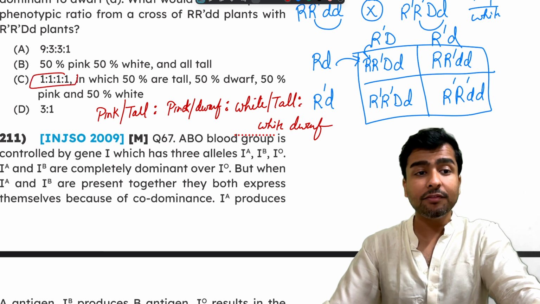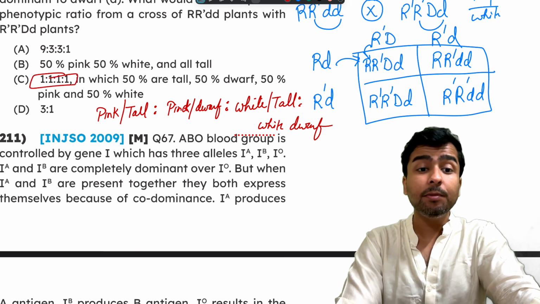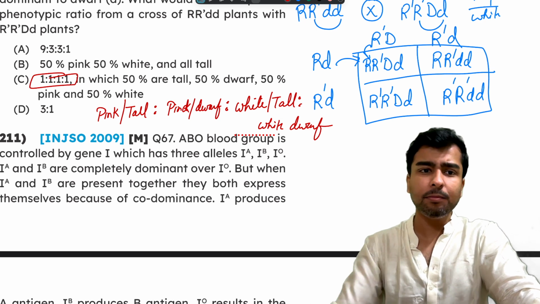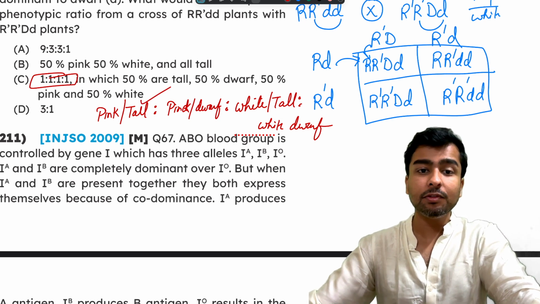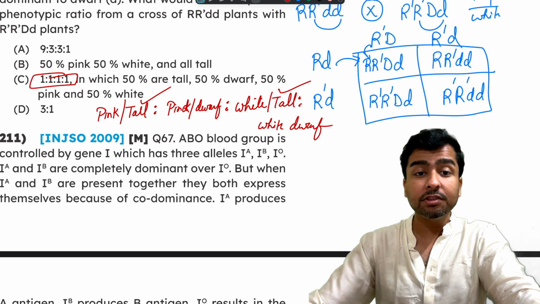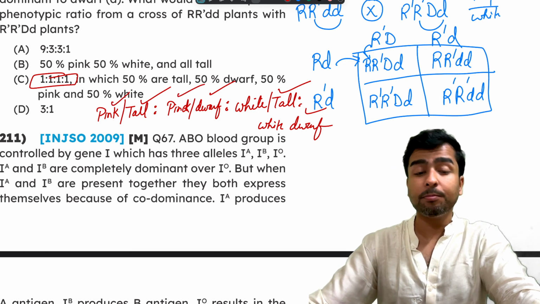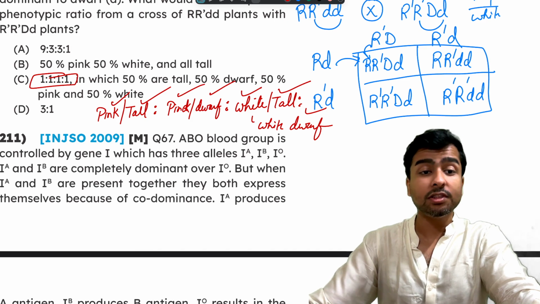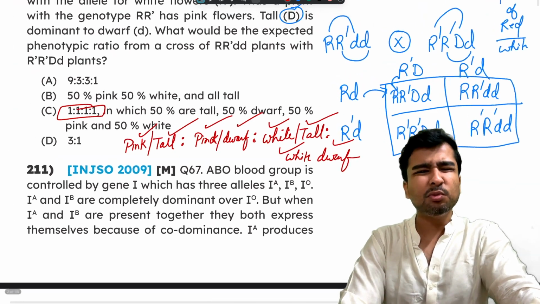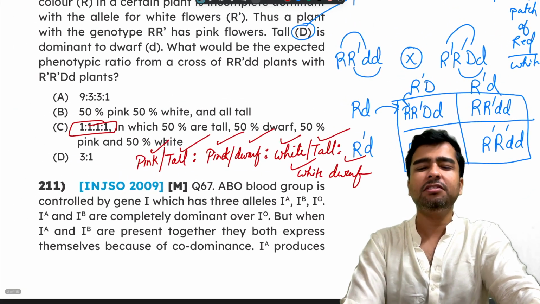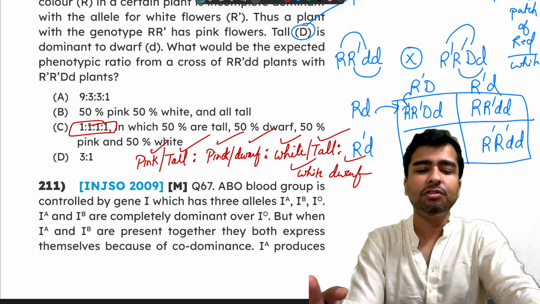So the only answer that fits is this. 50% are tall. Is this correct? Correct. 50% are dwarf. Correct. 50% are pink. Correct. 50% are white. Once again, correct. So you see, these questions are not very difficult, beta. It's just that you need to have the patience to work it out.